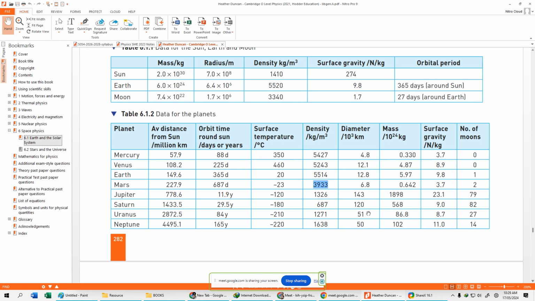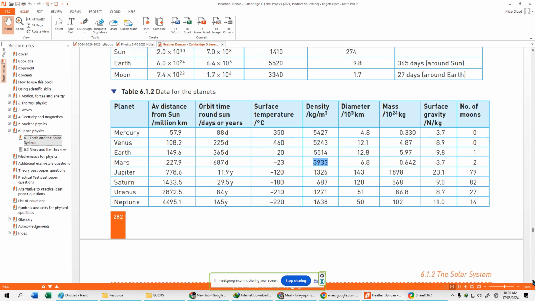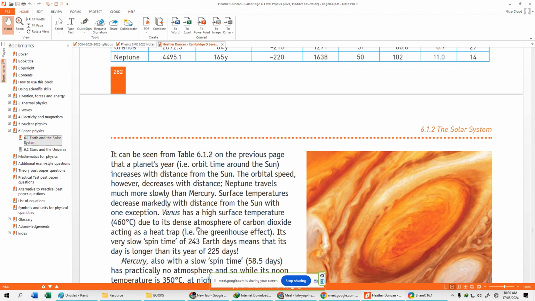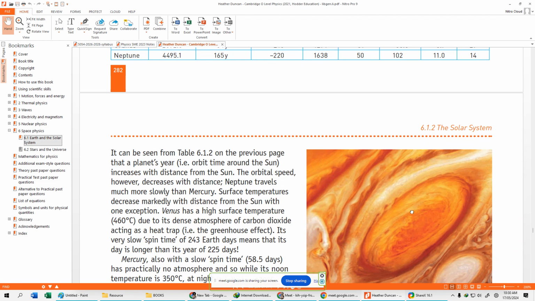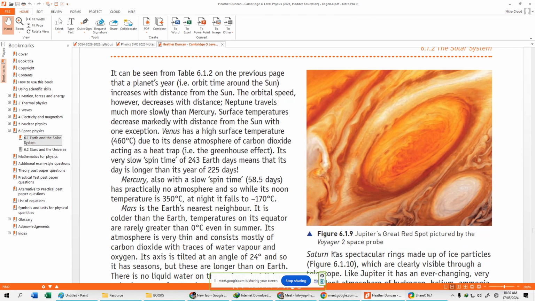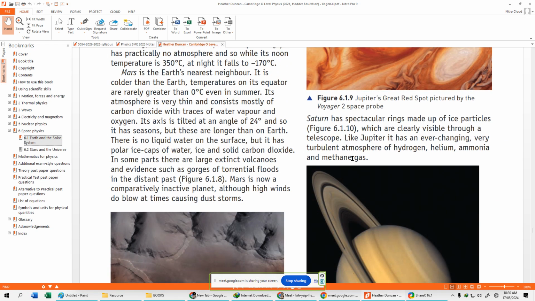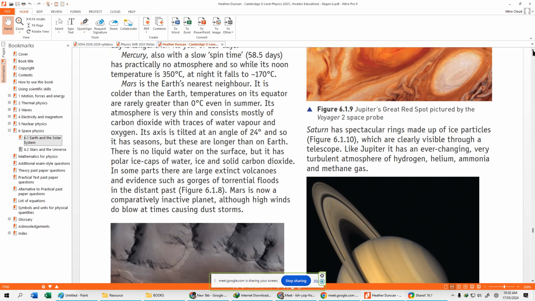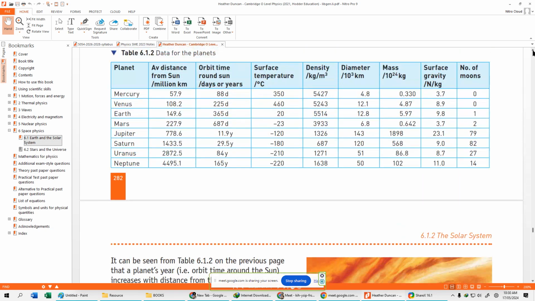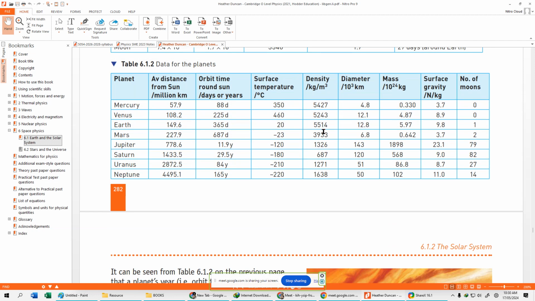So there are some descriptions about these columns afterwards. If you read through them, I'm not going to read through the whole thing. They actually have a lot of descriptions over here. So it says over here, Jupiter's great red spot pictured by the Voyager 2 space probe. So there are some interesting images to make you feel intrigued and interested about cosmic physics and whatnot. You should read through this, but the point that I'm trying to get at is that these 4 planets are primarily solid. Mercury, Venus, Earth, Mars. These 4 planets are primarily made out of solid substances.